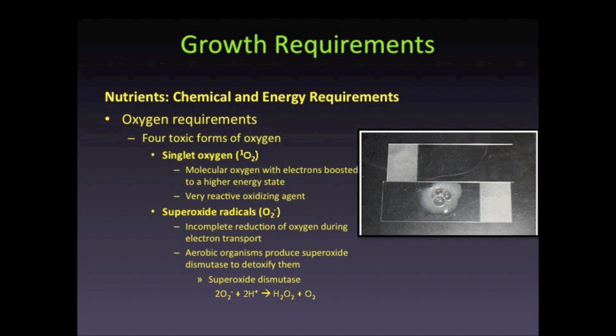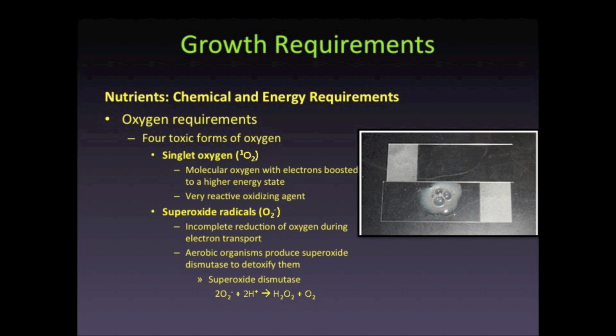Let's briefly examine the 4 forms of toxic oxygen. The first is the singlet oxygen. This form is an oxygen with electrons boosted to a higher energy state. This typically occurs during aerobic cellular respiration or can occur in photosynthetic organisms by the reaction of oxygen and light. This toxic form of oxygen is highly reactive. Pigments known as carotenoids can provide protection against the singlet oxygen by removing the excess energy.